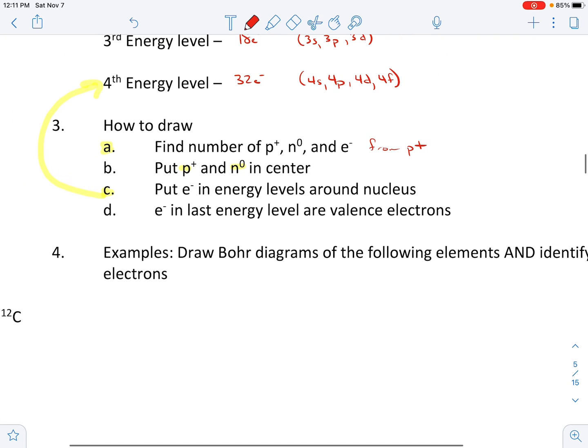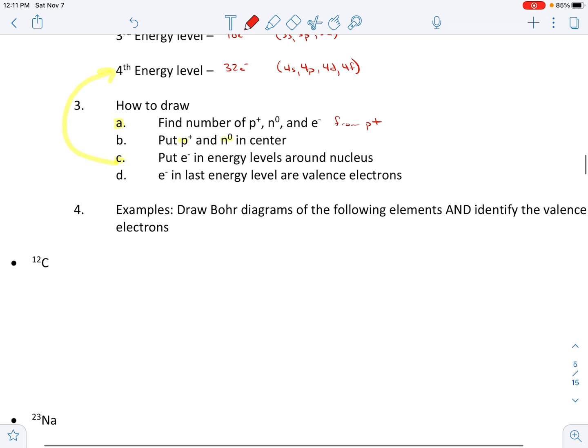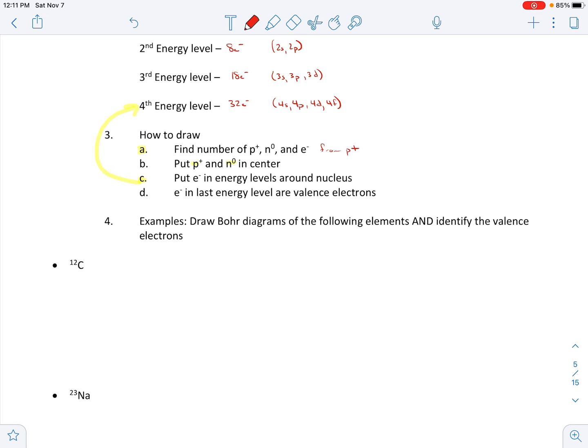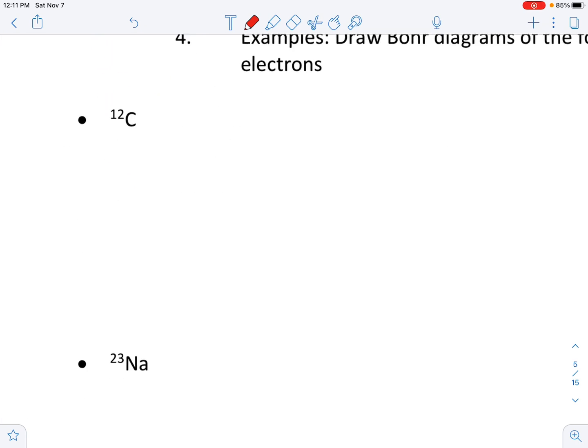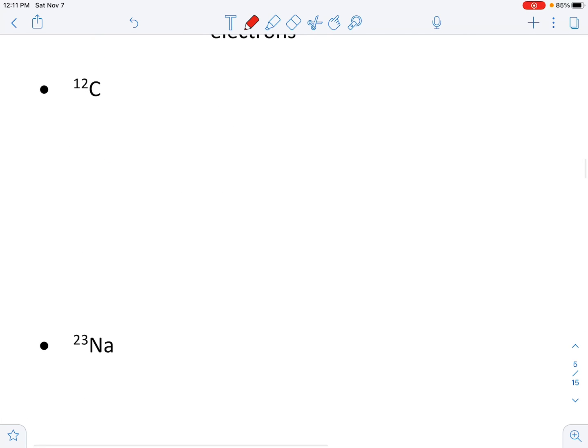So our example says, draw Bohr diagrams for the following elements and identify the valence electrons. Okay. So to make this simple, and I'm not super good at drawing circles by myself, I know this Notability helps me do it, but we're going to keep it really simple, all right?